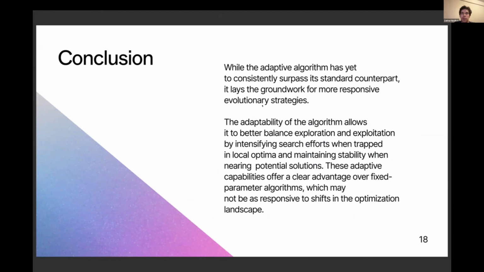So in conclusion, while the adaptive algorithm has not yet consistently surpassed the standard algorithm, it lays the foundation for a more responsive approach. The algorithm's adaptability allows it to improve exploration, intensifying the search when trapped in local optima. It must be further improved to show better results while maintaining diversity.